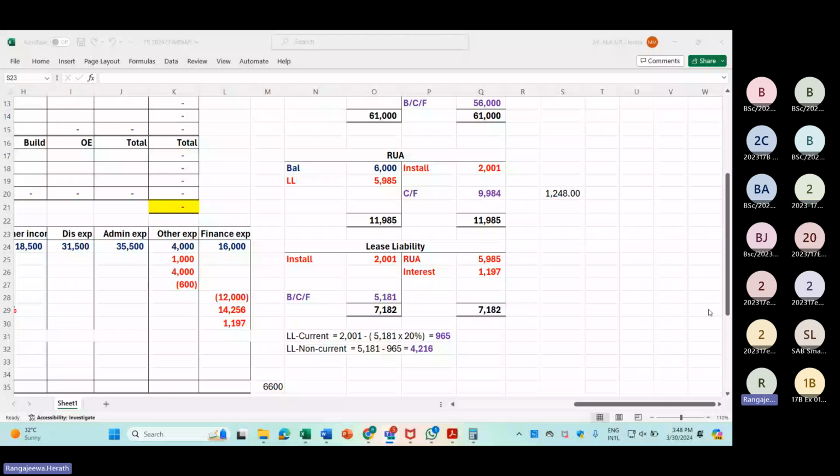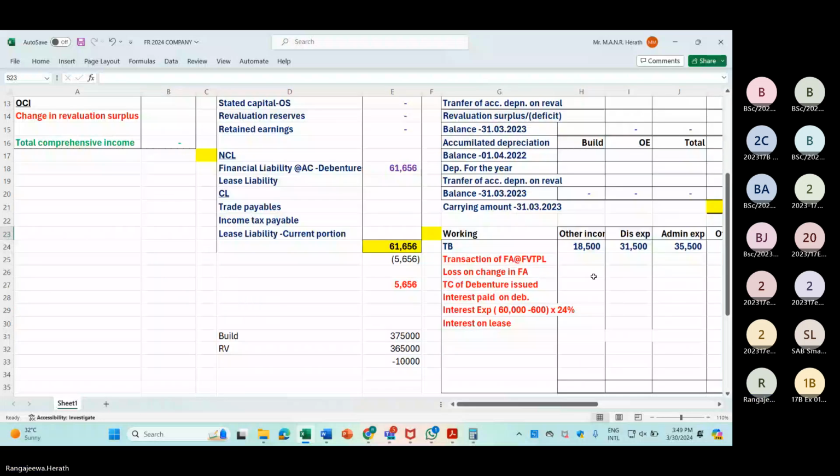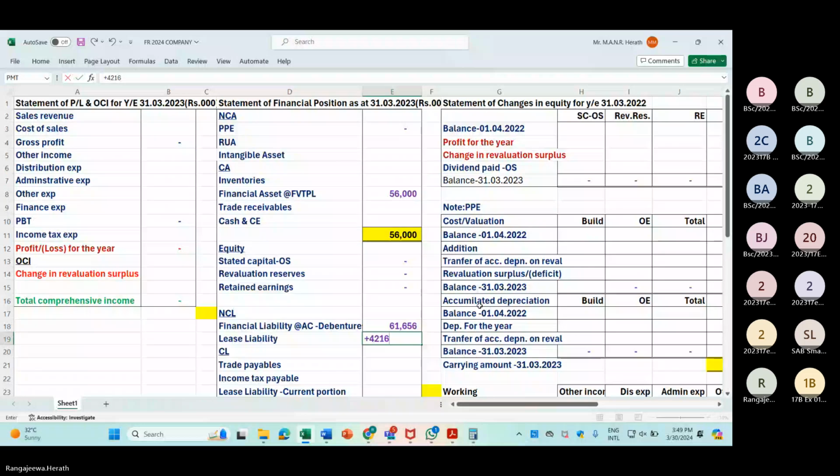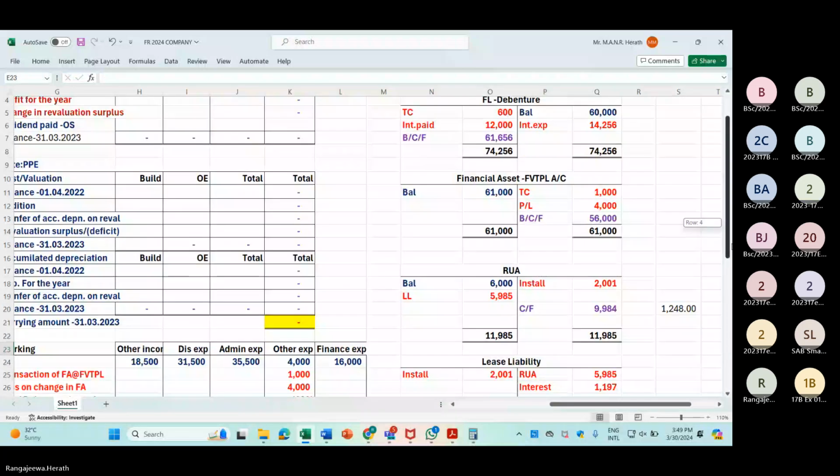So we can show this lease liability current. So we can't see the screen. Lease liability non-current 4,216. And lease liability current 965.